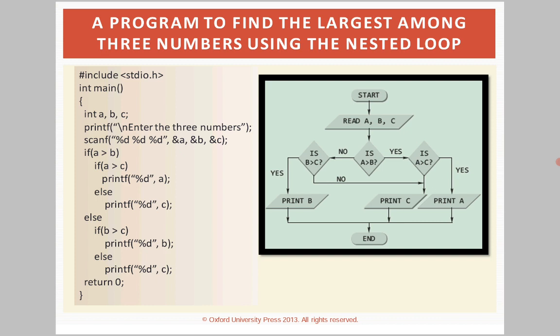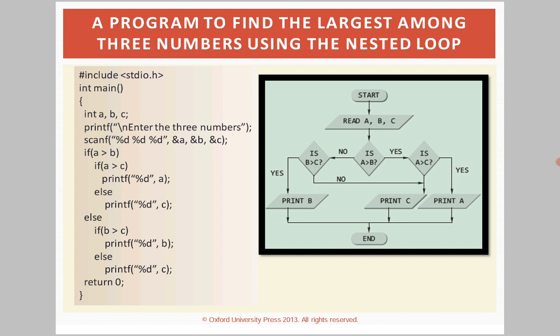If A is greater than B, then we test whether A is greater than C. If both A is greater than B and A is greater than C, then A is automatically the maximum value. So we simply print the A value.